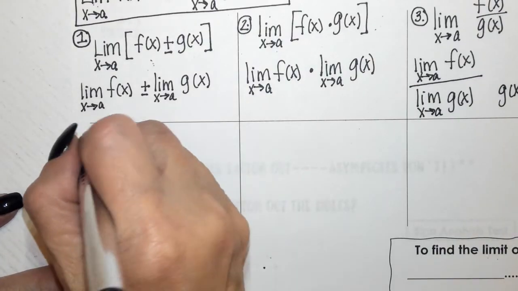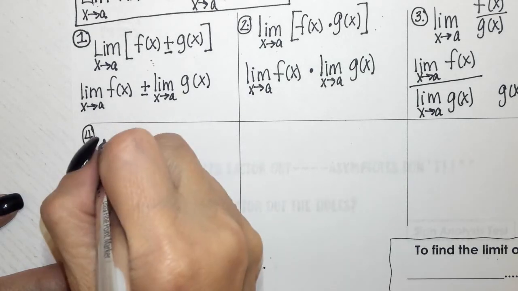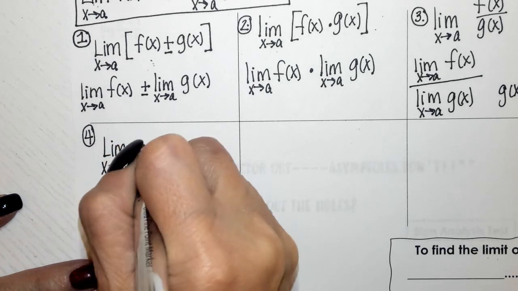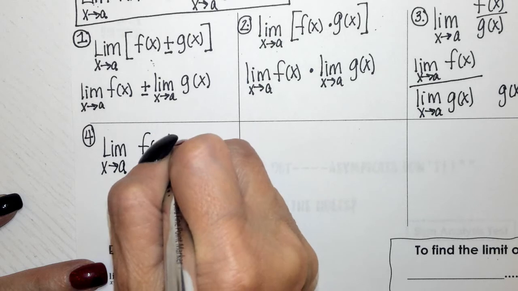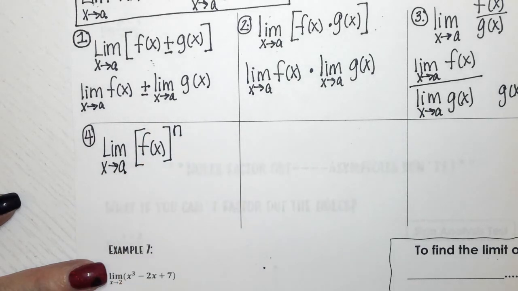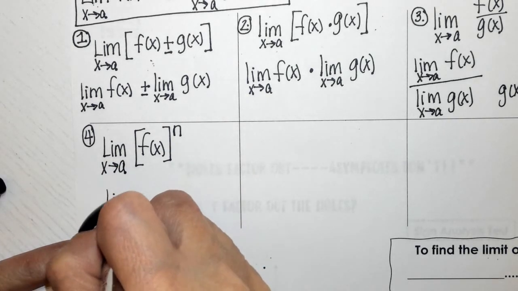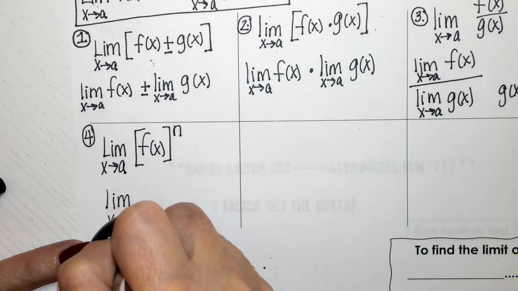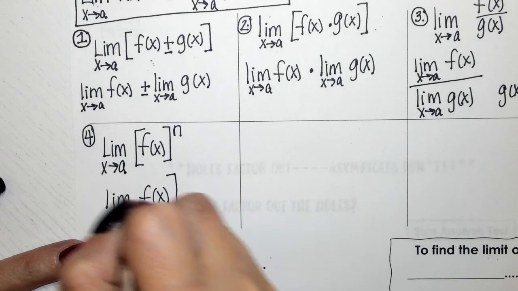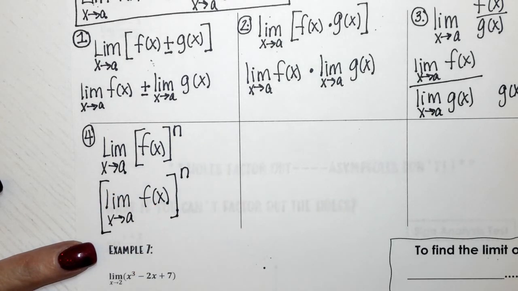All right, number 4. This one we won't use a whole lot, but if I have the limit as x approaches a of f of x raised to the nth power, this property says it's okay to take the limit first of f of x, and after you do that, then take the whole thing and raise it to that power, whatever that power is.